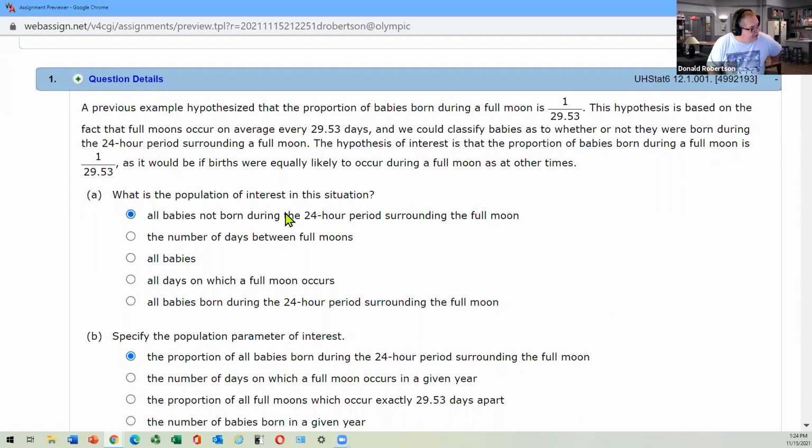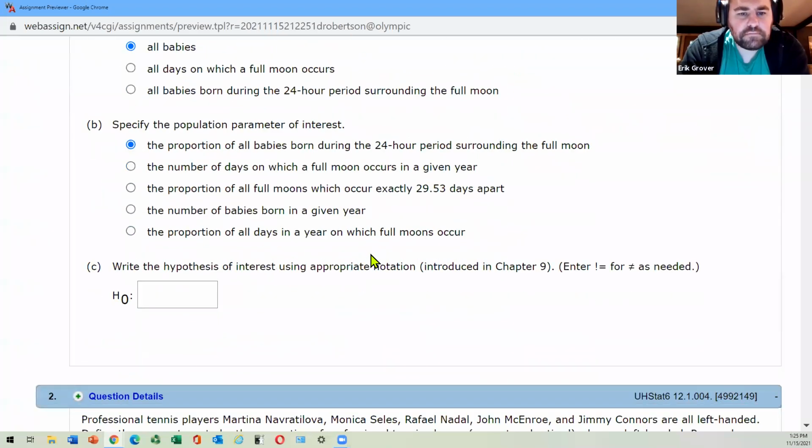What is the population of interest in this story? Which one of those? All the babies. What is the population parameter of interest? So what are we trying to find out about these babies? Actually, isn't it the one I'm on right now?